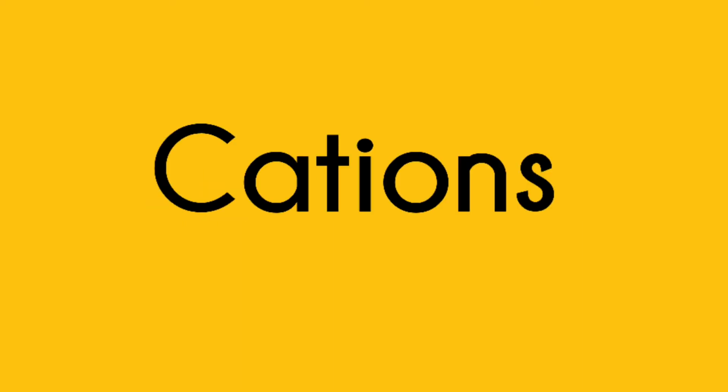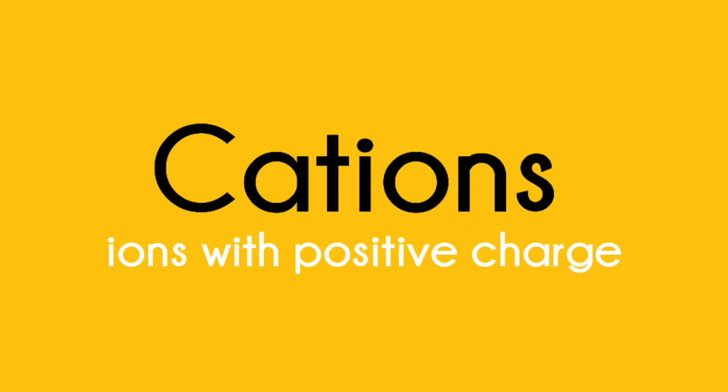Naming ions. We know that ions can have positive or negative charge. That's why it is important to have a distinction among them. Now, let's name ions with just one charge. Cations. These are ions with positive charge. So for naming cations, we just have to follow this format. The name of the element, then the word ion.